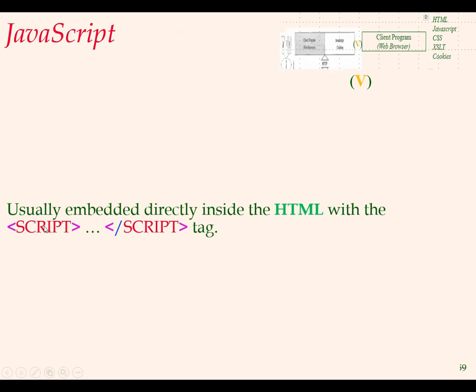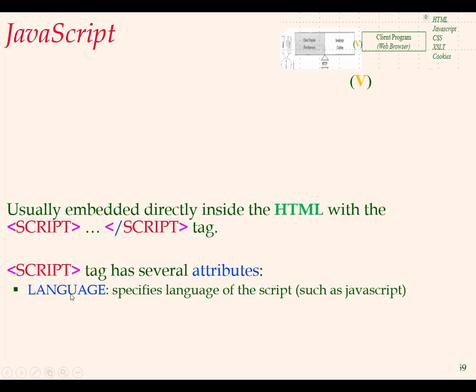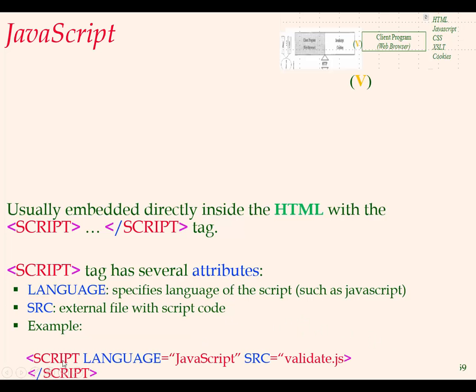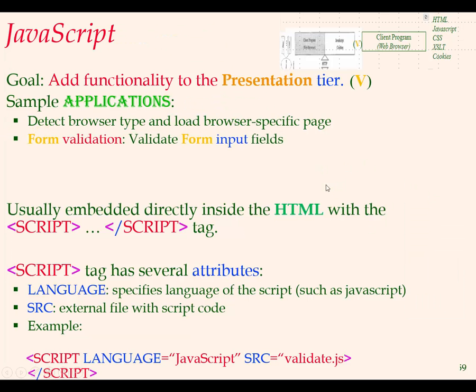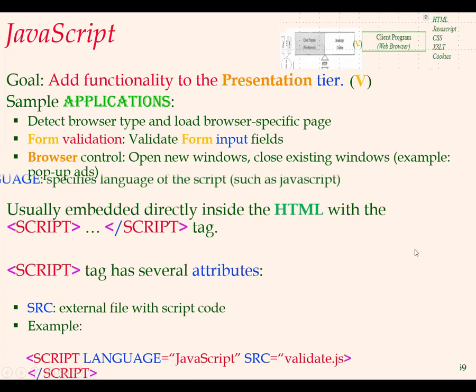Now, JavaScript. Here is the begin and end tag of JavaScript. Is placed directly inside HTML document. The attributes are language. So again, JavaScript is a language on its own. The source where the script resides, and this is an example, begin and the language is JavaScript, source is in a file validate.js. Now, the JavaScript purpose is to add functionality in the browser, in the presentation layer. For example, a good use is to validate that you have entered a username password. I'll show you an exact example of JavaScript embedded in the form that we created.